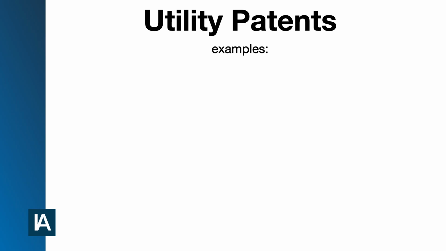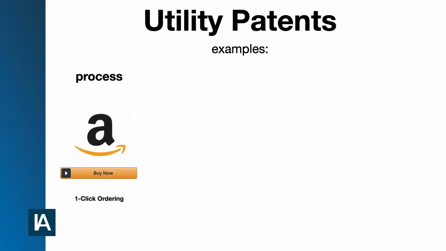An example of a process is one-click ordering from Amazon. Now, one-click ordering is something we take for granted today, but this was a new business process when Amazon first invented it, and it gave them a lot of advantages over their competition.